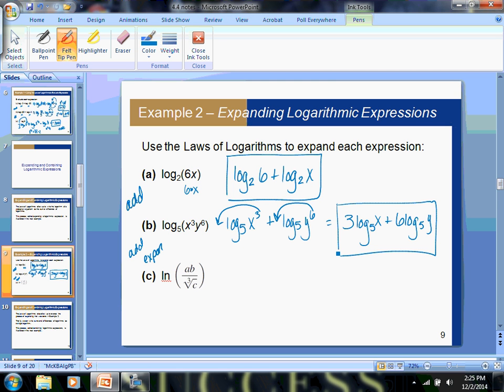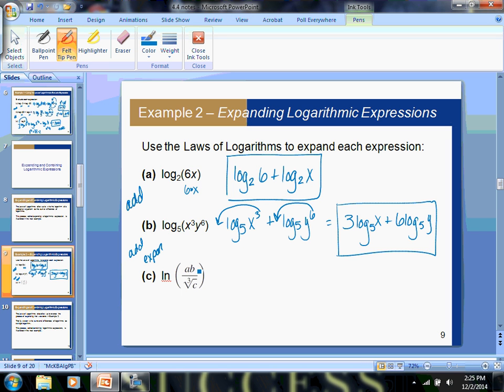And then for part C, there's lots going on here. There's about 3 steps that we're going to do in this one. And the rules for expanding and combining logarithms work the same when it's log or when it's natural log. Remember, natural log is just log base e, so it's still a logarithm.